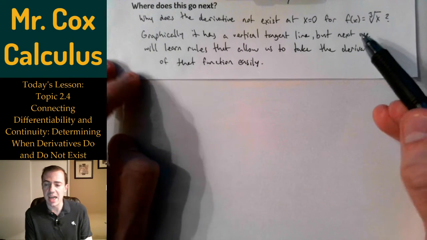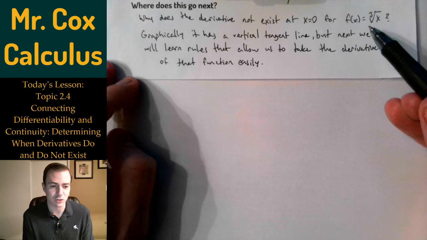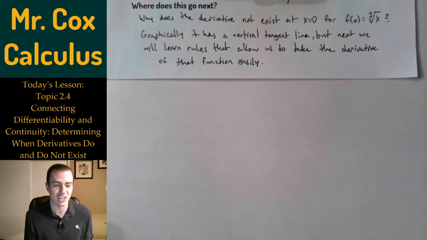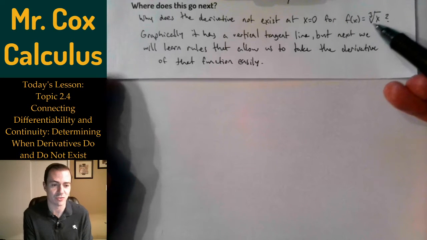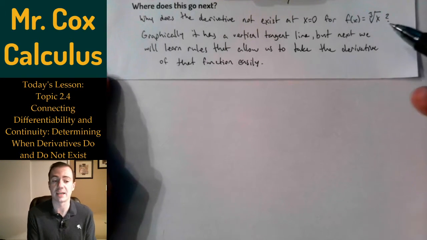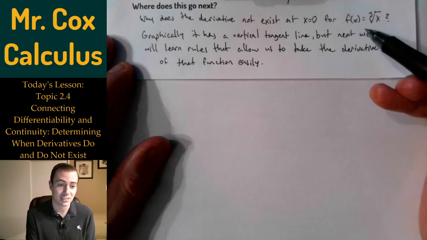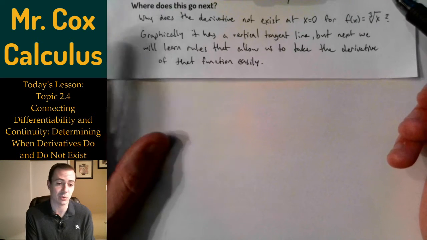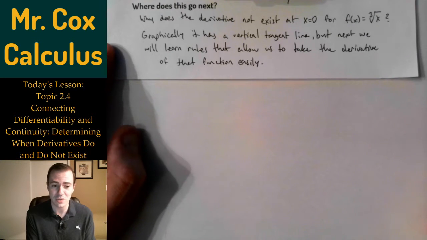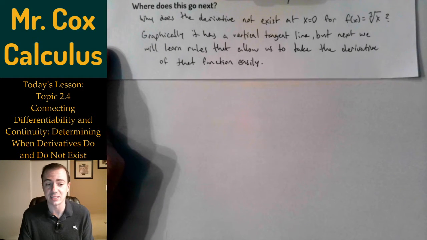Right now, if I asked you to take the derivative of f of x, you would figure out how to try to make it work in the limit definition, and it would be really, really gross, especially because it's a cube root function. I'm going to show you in the next lesson how you can actually take this function and take its derivative in just a couple of very simple steps. And once you can do that, you'll get a better idea of why that derivative doesn't exist at x equals 0.